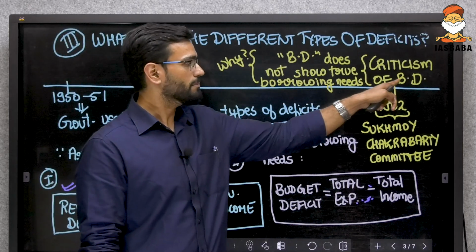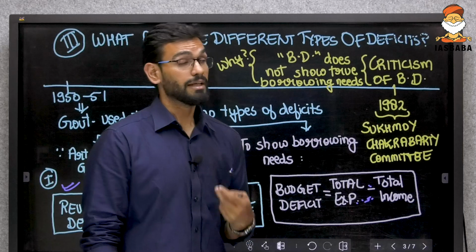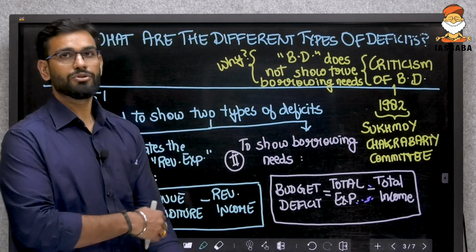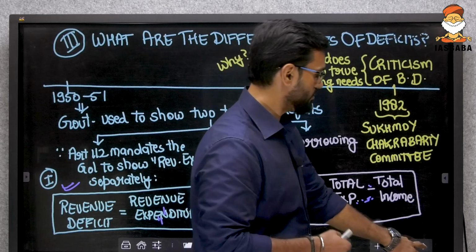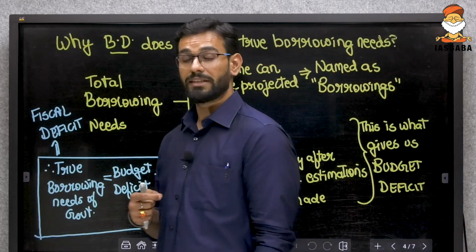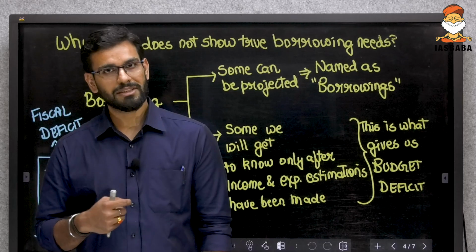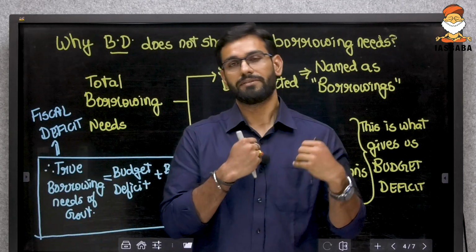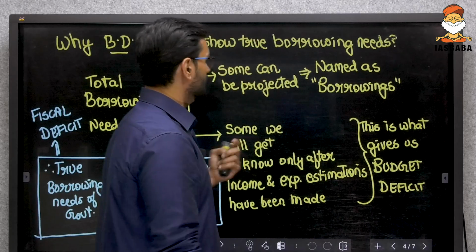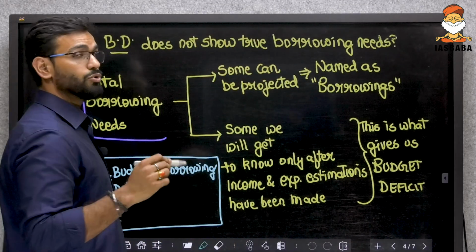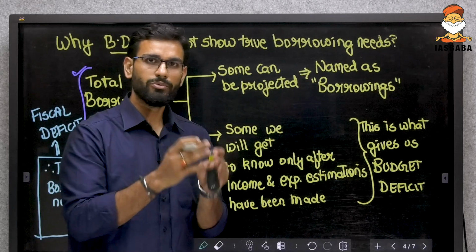And this is why budget deficit was criticized. An obvious question should come to your mind is, why does budget deficit not show true borrowing needs? Let's try to understand that, and it is here that we will also understand the relation between budget deficit and fiscal deficit. Now, let's try to understand. For any government, what will be the total borrowing needs?